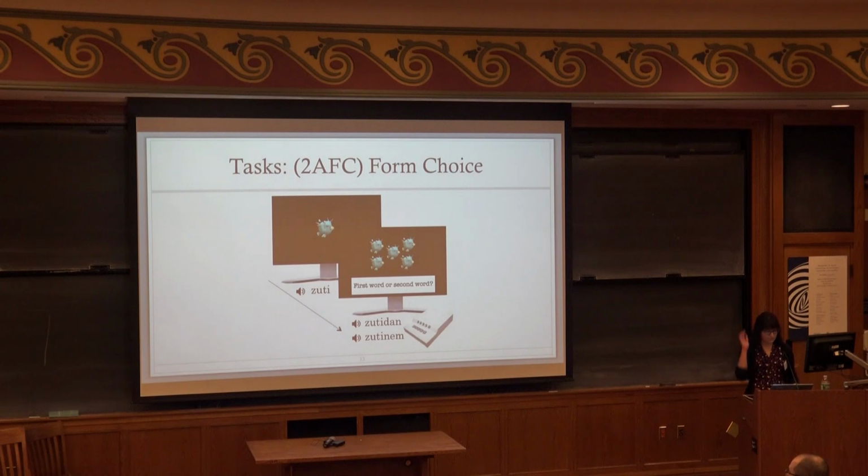Okay. The next task, 2AFC, form choice task. Here, the participants see the creature, same as production. Again, the meaning is provided. The stem is provided. And then they ask first word or second word. They hear 2 words using one of these 2 suffixes, zutidon or zutinem, for example, and they use the button press to say which word was better.